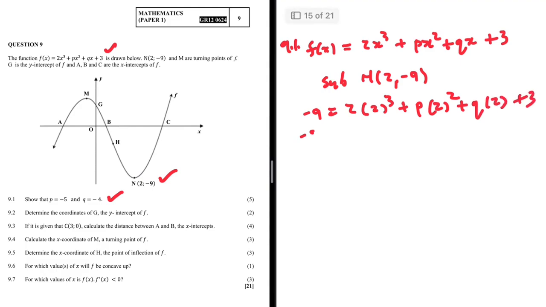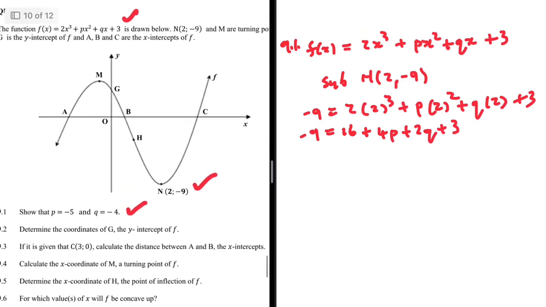So this is going to give us minus 9 is equal to, so we have 2 to the power 3, which is equal to 8 multiplied by 2, and that is 16. So we have 16 plus 4p plus 2q plus 3. So there we go. We have one equation and two variables, p and q. So obviously we need a second equation so we can solve simultaneously. So what can we possibly do? Well, we have the coordinates at the turning point n, and then we substituted n into f of x.